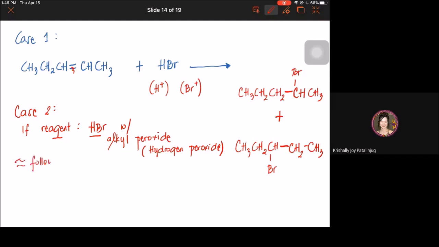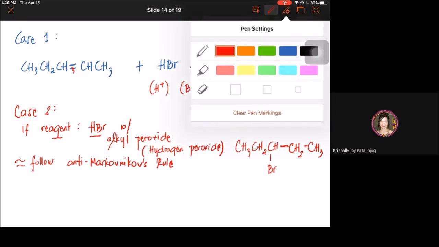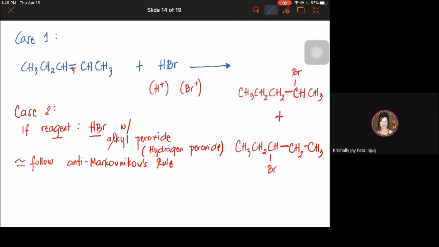Okay? You have to follow anti-Markovnikov's rule. Ano meaning sa anti-Markovnikov's rule? Baliktarin mo lang. Baliktarin mo yung Markovnikov's rule kanina. Di ba ang Markovnikov's rule kanina, hydrogen, it will be added to the carbon kung saan marami yung hydrogen substituent. So kung anti-Markovnikov's rule, ang hydrogen this time will be added to the carbon nga lesser ang hydrogen substituent. So baliktad. Baliktarin nyo lang, that is anti-Markovnikov's rule. So bakit anti-Markovnikov's rule? Ano yung nangyari?